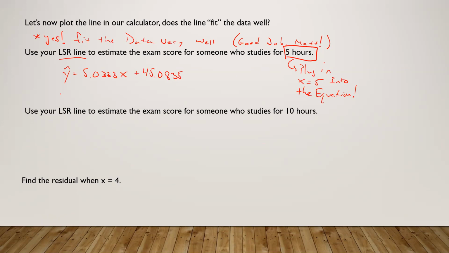Okay, so I get Y hat is equal to 5.0333 times 5 plus 45.0835. Just in this example, it ended up working out where this is Y bar, but that's not how it'll always work out, just so we're clear. And so we see that, hey, if you're only going to study 5 hours for the exam, I predict or estimate that you're going to get a 70.25. Okay. Not too bad.